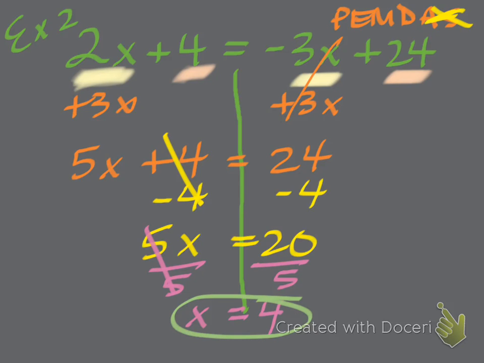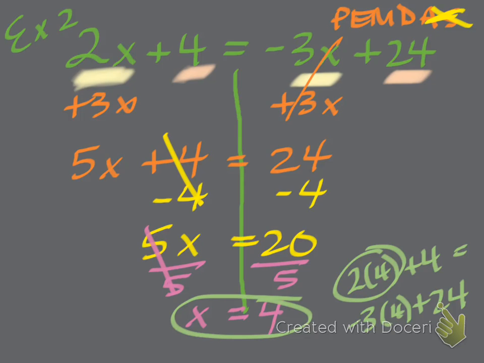If I were to take that 4 and put it back in to 2 times 4 plus 4 equals negative 3 times 4 plus 24, which is what I started with, you would get the same set of numbers. 2 times 4 is 8, plus 4 is 12, and negative 3 times 4 is negative 12 plus 24. That's positive 12. So it balanced out. Let's do one more.